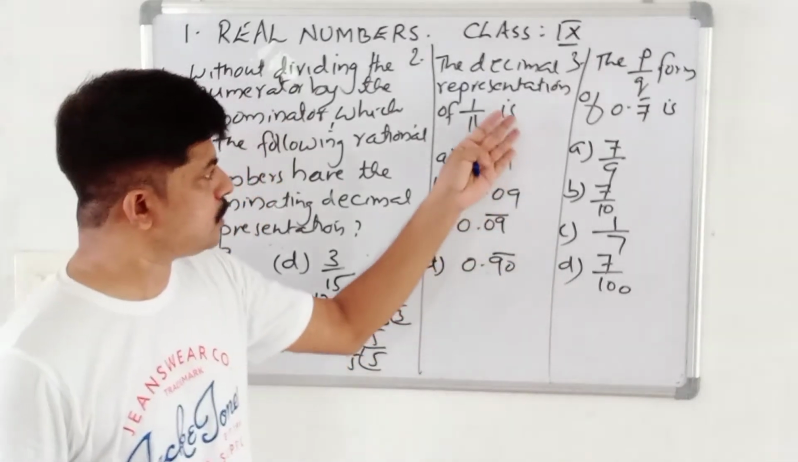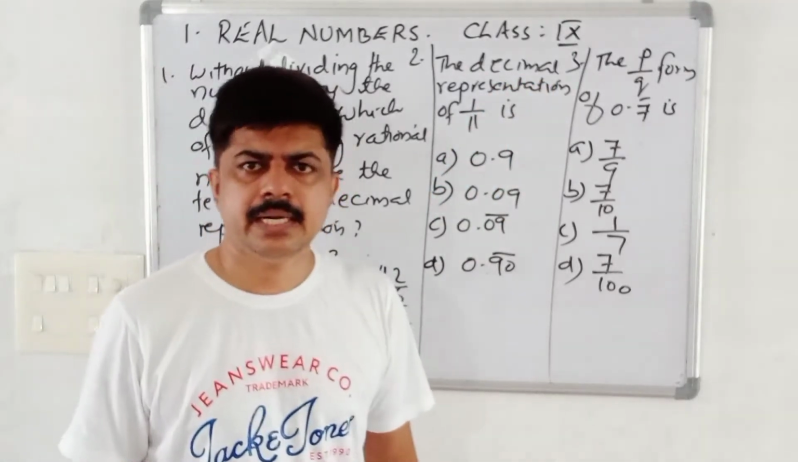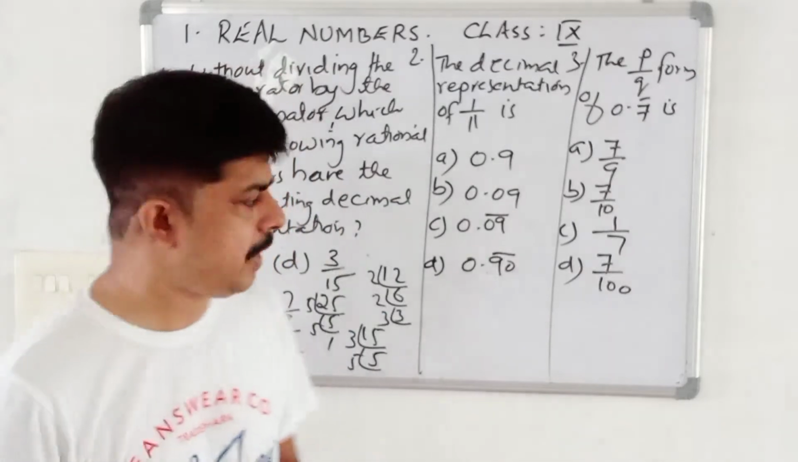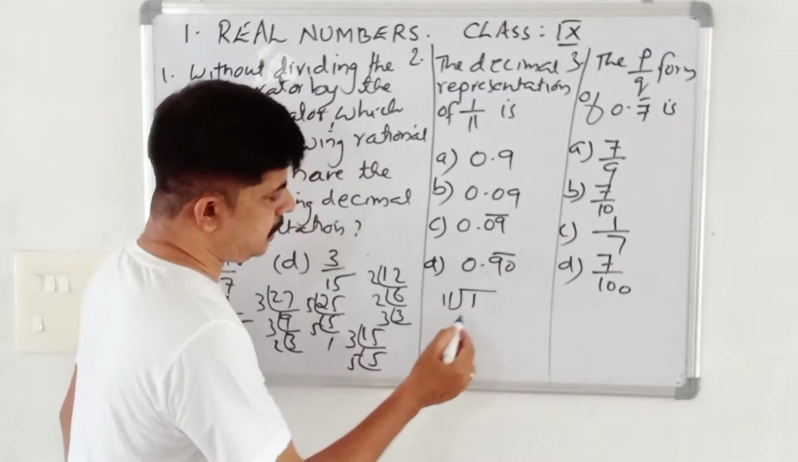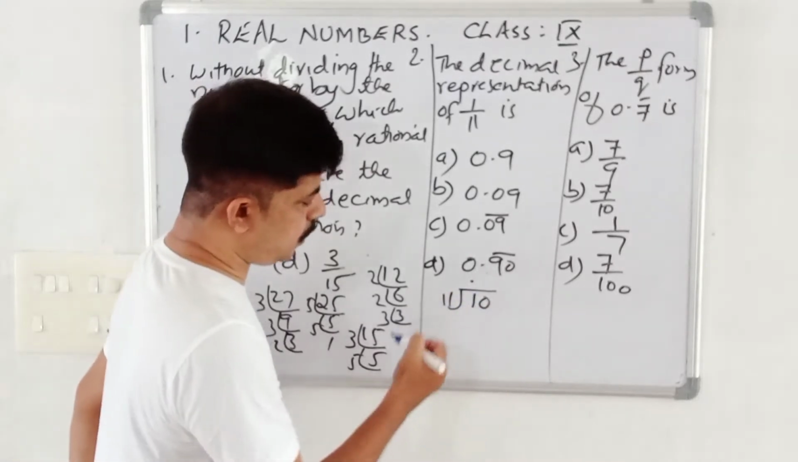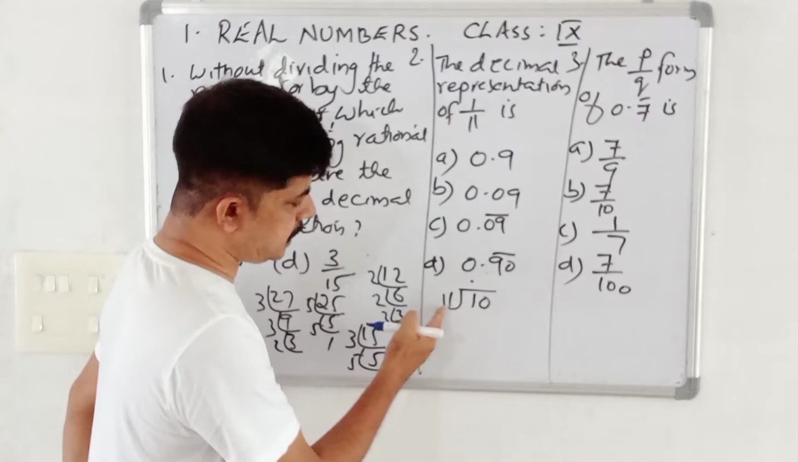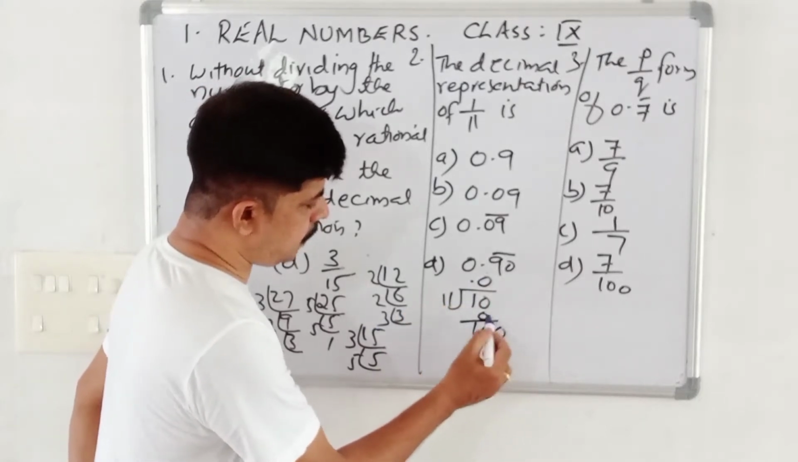Okay, here we have our second question. The decimal representation of 1 by 11. We have to find the decimal expansion of 1 by 11. We have to divide 1 by 11. 0. Okay, 11 even one time will not go in 1, and 10 is less than 11. Therefore, 0 times. Okay, add a 0.